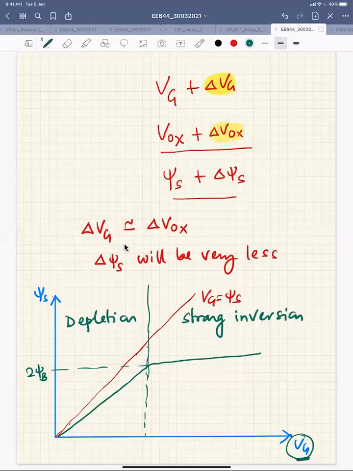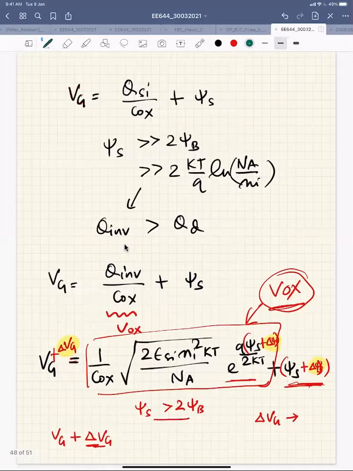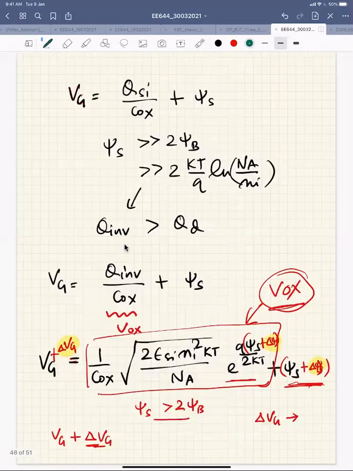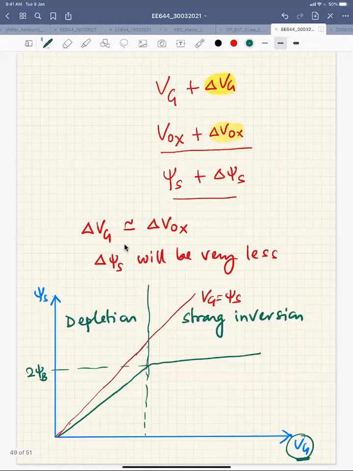So what you saw here is we saw the Qs versus psi s. Then we know psi s versus Vg. So now, combining these two plots, I could have Vg and Qs. Okay. So any doubt here? Any doubt?